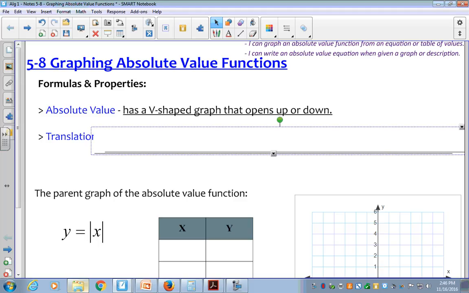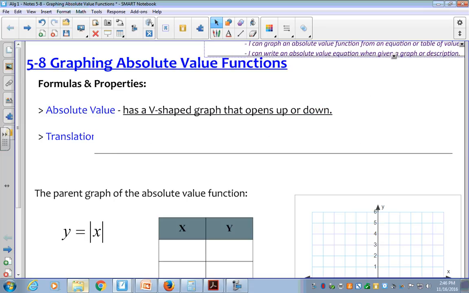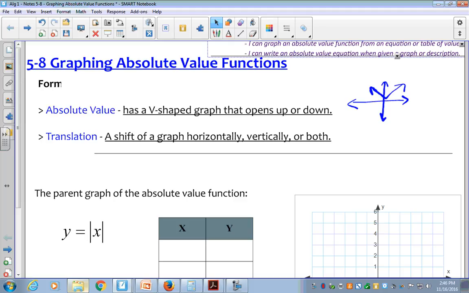An absolute value graph has a V-shaped graph that opens up or down. Let's draw a picture next to this. If I had my X and Y axis, my absolute value would look like a V. And a translation is when you shift horizontally or vertically or both. So it's taking that same graph and moving it up or down or left or right.